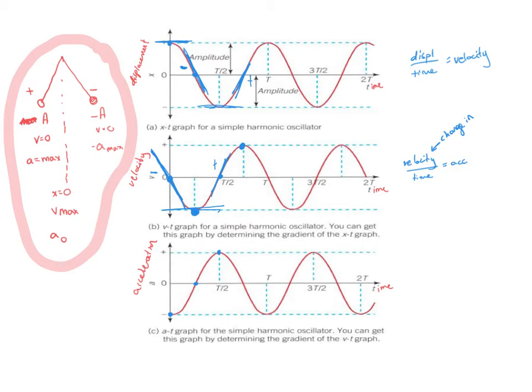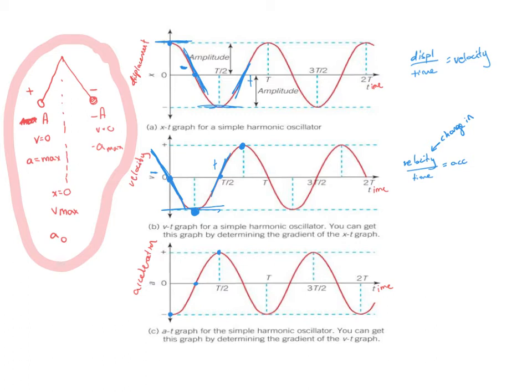So if you wanted to go from, again, a displacement time graph to a velocity time graph, you simply get the gradient at each tangent of the displacement time graph, and you will do the same thing if you want to get the acceleration time graph: you just simply get the gradient of the velocity time graph.